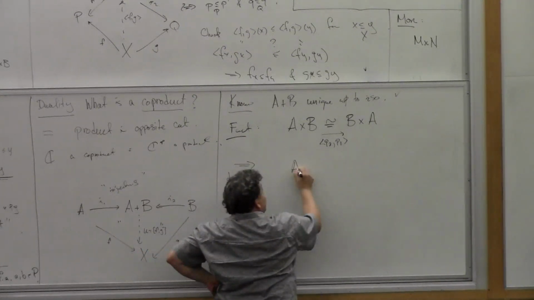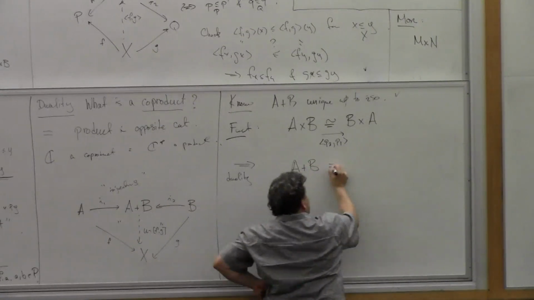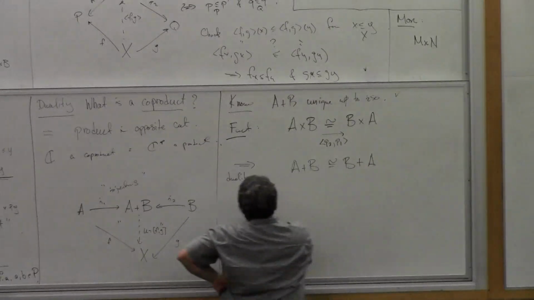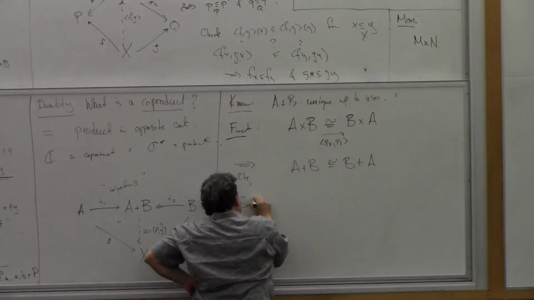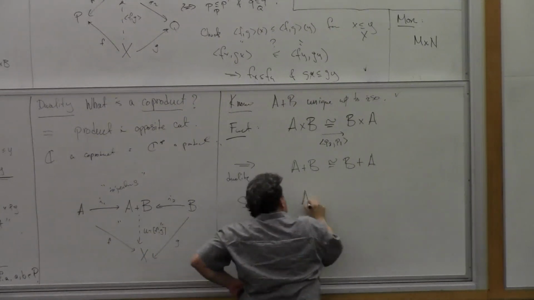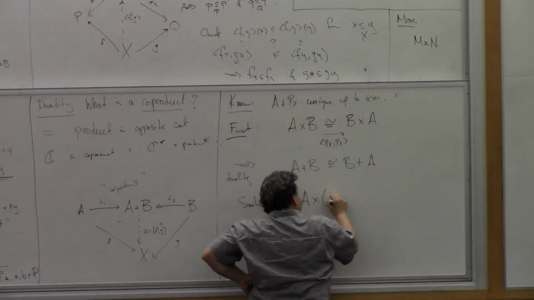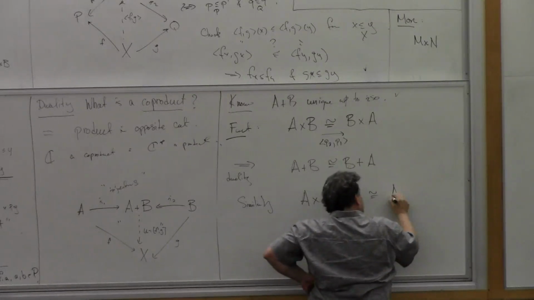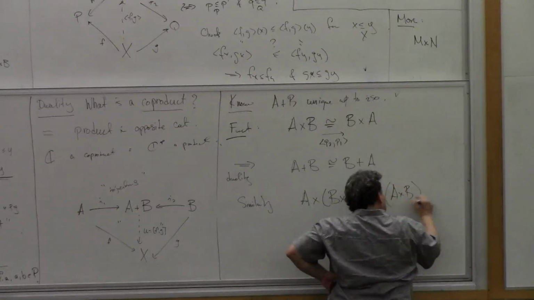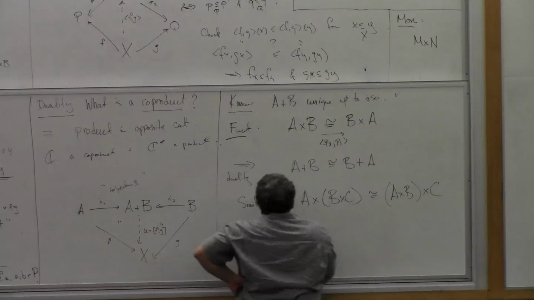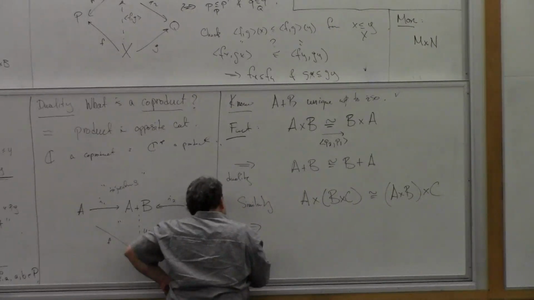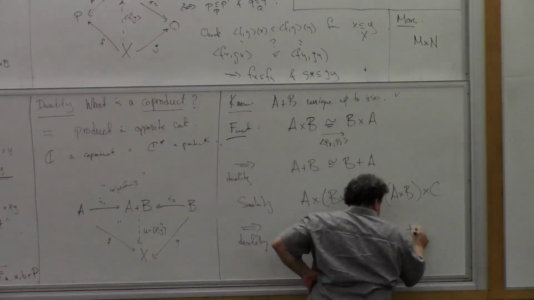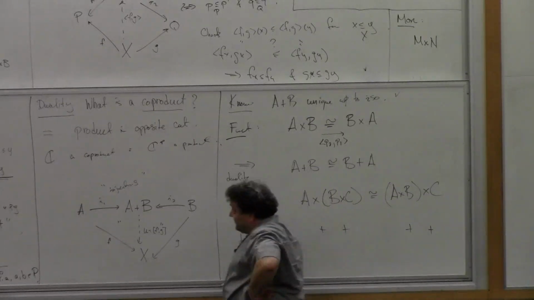that coproducts are also commutative up to isomorphism. Similarly, products are associative up to isomorphism. This, I think, is a homework exercise. A cross B. And so again, by duality, the same thing is true for coproducts. They're unique up to isomorphism.